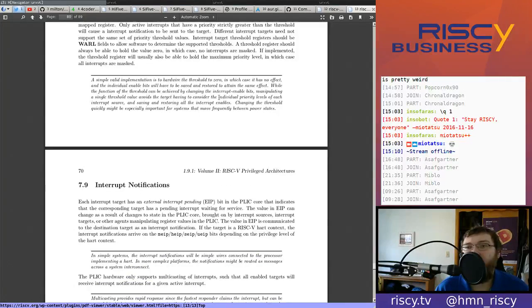So a simple valid implementation is to hardwire the threshold to 0, in which case it has no effect, and the individual enable bits will have to be saved and restored to attain the same effect. While the function of the threshold can be achieved by changing the interrupt enable bits, manipulating a single threshold value avoids the target having to consider the individual priority levels of each interrupt source, and saving and restoring on the interrupt enables. Changing the threshold quickly might be especially important for systems that move frequently between power states.